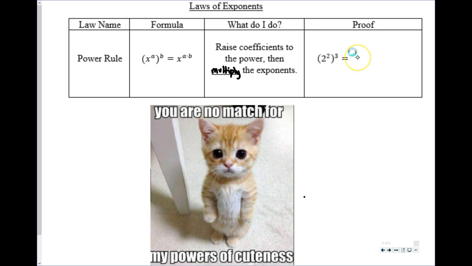Okay? So again, this is not like a proof, but it's a way to show you that it does work. So I've got 2 squared to the 3rd power, so that's saying 2 squared times 2 squared times 2 squared. And when I expand this, I get 2 times 2 times 2 times 2 times 2 times 2. And how many 2's do I have? I get 6. And then if I go back up here, I can see that 2 times 3 equals 6. Okay? So there's the pattern.